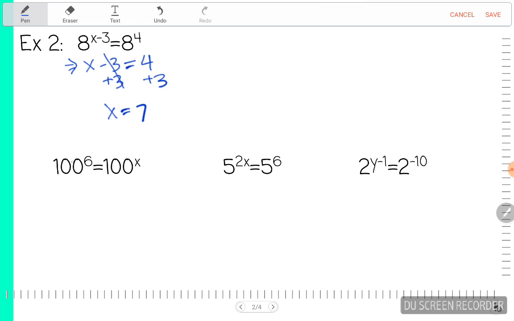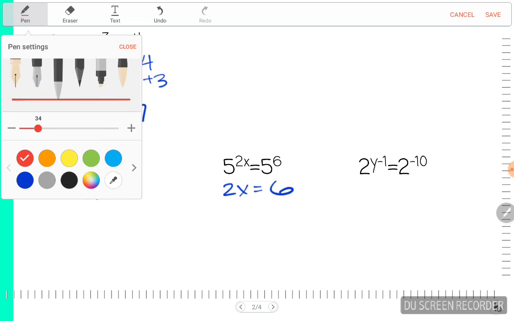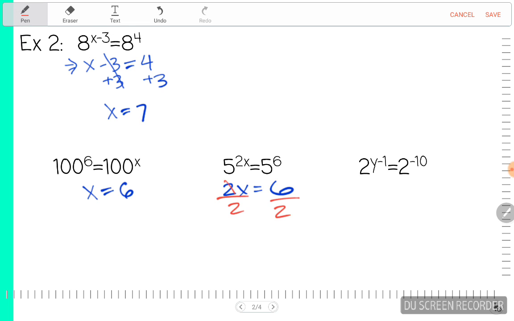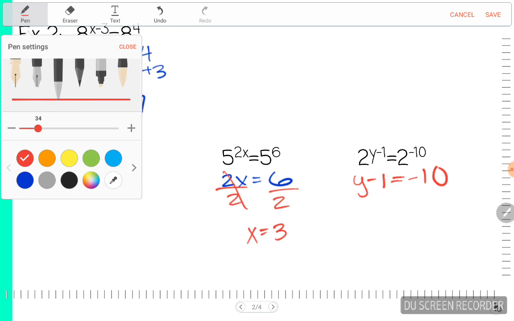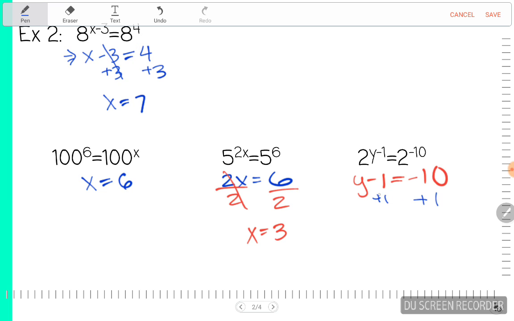Okay, these examples below, the first one's pretty straightforward. If 100 to the 6th power equals 100 to the x, then x must equal 6. Here the bases are equal, so it must be that 2x equals 6. I can solve by dividing both sides by 2. I get x equals 3. And finally, last one here, the 2's are both the same, so I get y minus 1 equals negative 10. I add 1 to both sides, that cancels, and I get y equals negative 9.